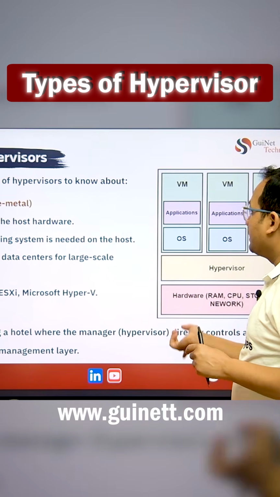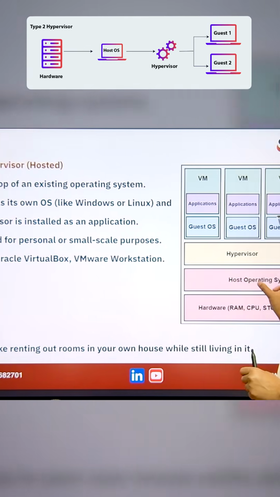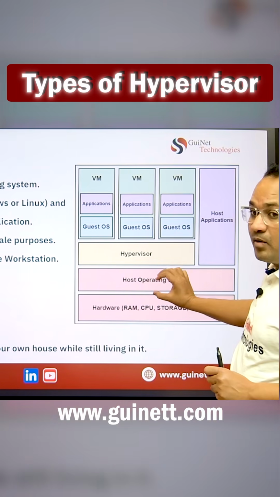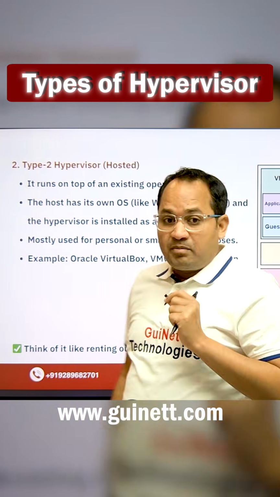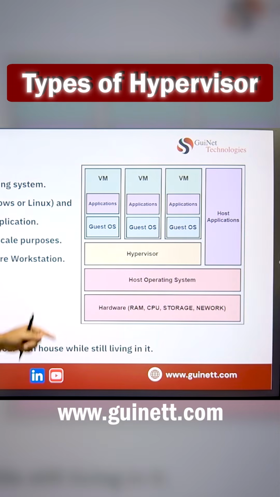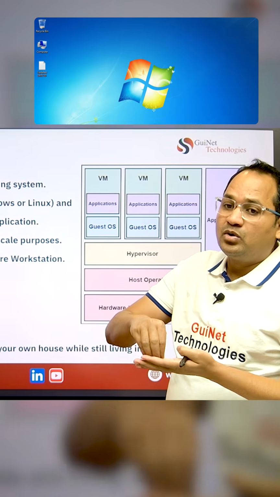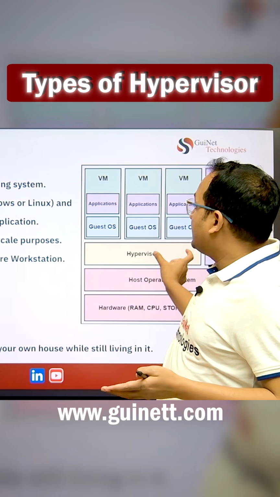Now let's talk about hypervisor 2. With hypervisor 2, you have an operating system. Let's suppose you purchase a server and install an operating system like Windows or macOS, and then you run the hypervisor. That is hypervisor 2. First the hardware, then you can put any operating system like Windows, Linux, or maybe macOS, and then you put the hypervisor on top.